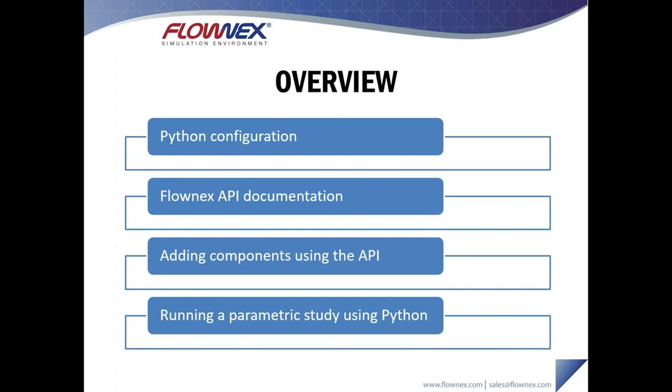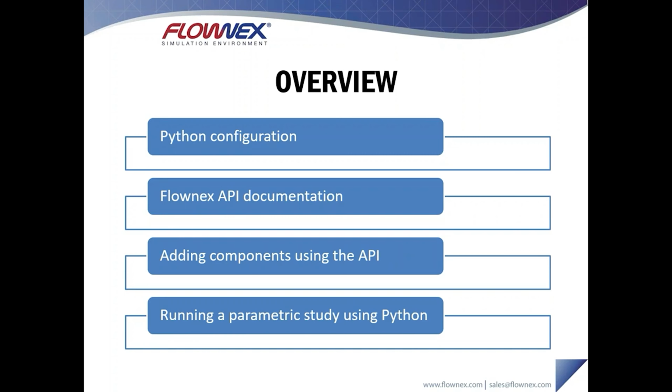Then I'd like to talk about the Flownex API documentation, where you can find it, what the most important sections are, basically what code you should be using and where you can find this code. Next, I'm going to look at a practical example where we add components using the Flownex API.